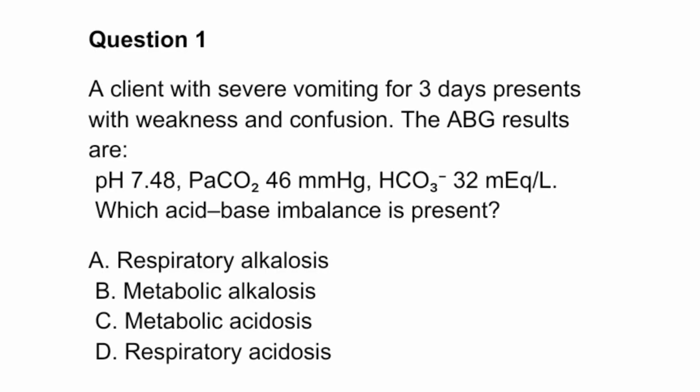Question 1. A client with severe vomiting for 3 days presents with weakness and confusion. The ABG results are pH 7.48, PaCO2 46 mmHg, HCO3- 32 mEq/L. Which acid-base imbalance is present?